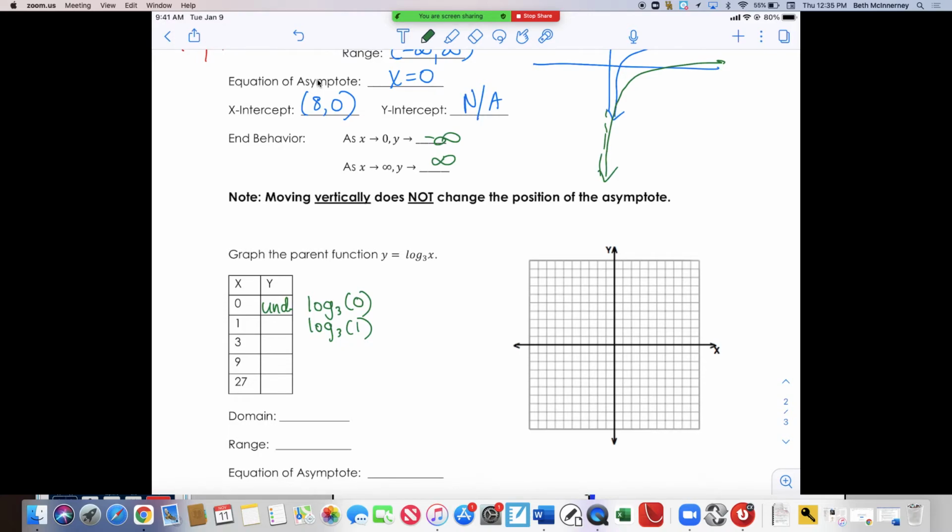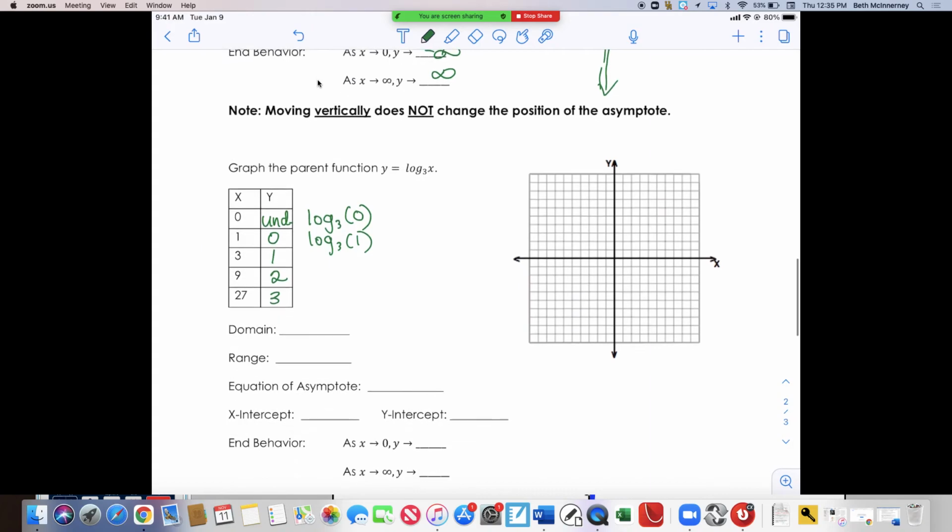All right, did you get 1, 0? Did you get 3, 1? What did you get for 9? 2? And how about 27? Is anybody noticing a little pattern here? There's something happening. So this is a parent function, so my equation of the asymptote is going to be x equals 0. The domain is 0 to infinity. The range is negative infinity to infinity.